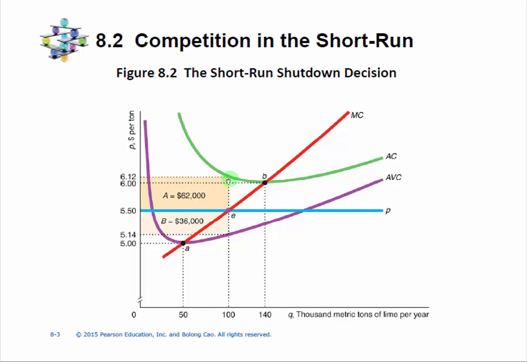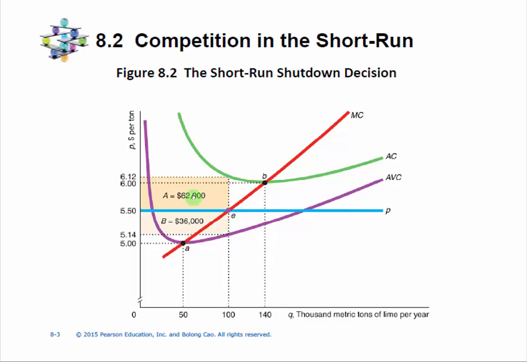Remember that the distance between the average cost curve and the average variable cost curve is the average fixed cost. Here at 100 units produced, the average cost is $6.12, and the average variable cost is $5.14. So the average fixed cost is 98 cents. 98 cents times 100,000 metric tons, we get $98,000. That is the fixed cost for the production in the short run.